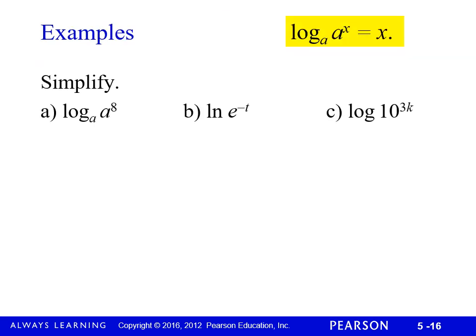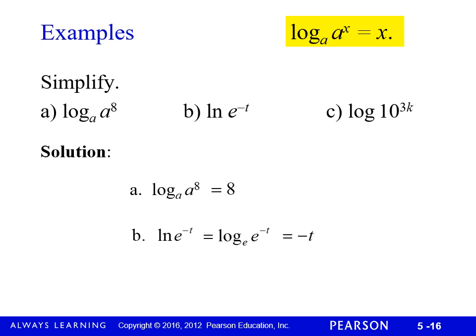Okay, so these are pretty straightforward. For a, we have log base a of a to the 8th, so the exponent is the answer. In b, we have the natural log of e to the negative t. Well, remember that natural logs are a base e. So here we're taking the log of the base raised to the negative t, so the answer is just the exponent. And log, when there's not a base written, is a log base 10. And so here we have a common log, they cancel out, and we just have the exponent.